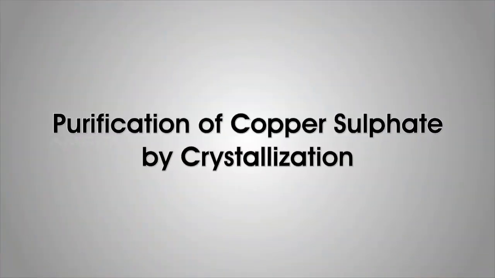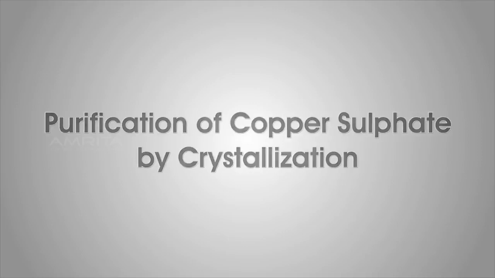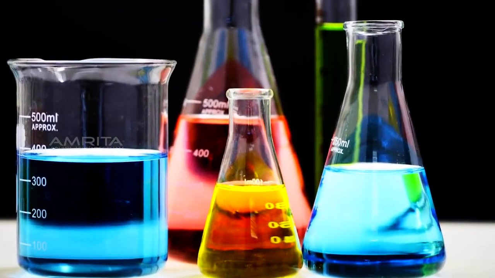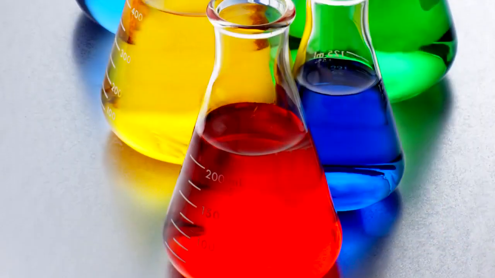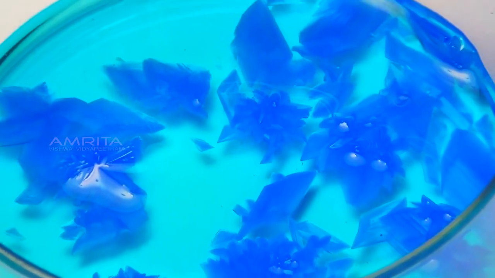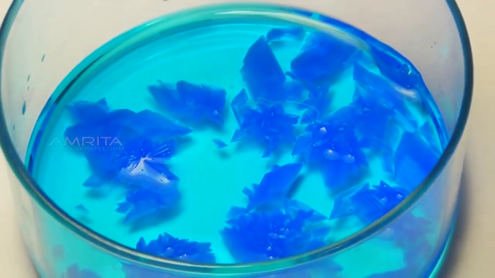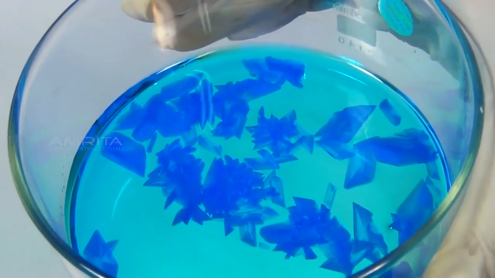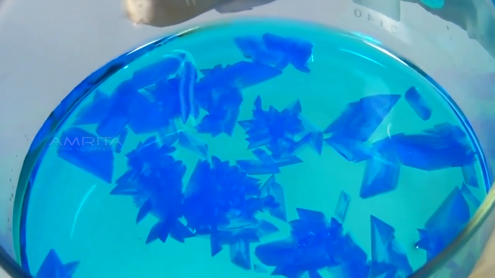Purification of copper sulphate by crystallization. The chemicals used for various purposes should be completely free from any type of impurities. Crystallization is an important purification process in which solid crystals are formed from a uniform solution.